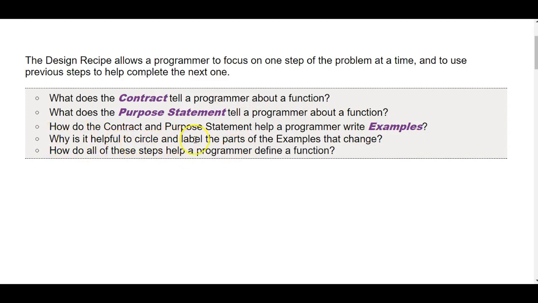So why is it helpful to circle and label the parts that change? Well, that helps me identify variables that are going to be used in the function. And how do all these steps help a programmer define a function? Makes it easy, because that last step, where you just write the definition, it seems like you could just skip a lot of this stuff and write out a definition.